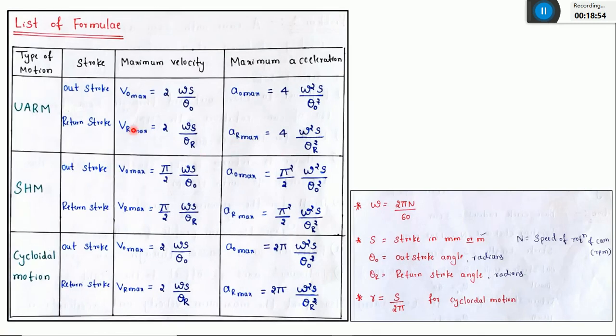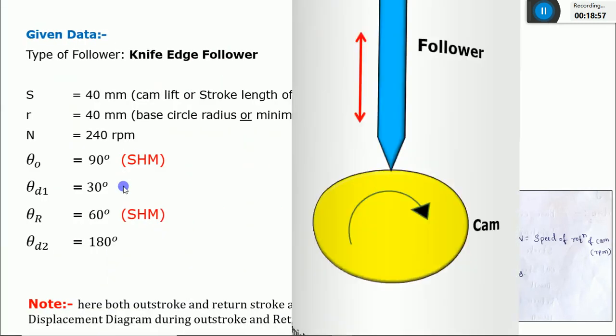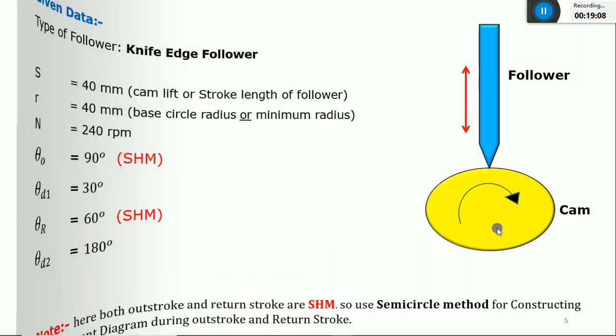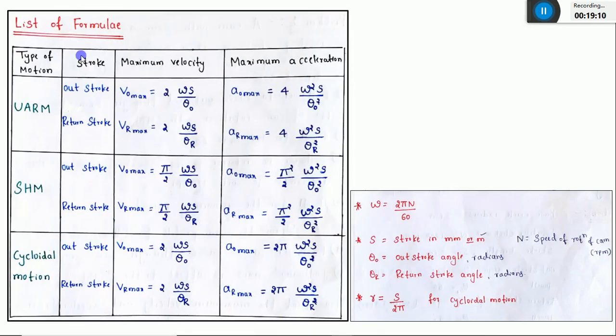Before that, it is asked to find the maximum velocity and acceleration. It is given: determine the maximum velocity and acceleration of the follower during its upward stroke and return stroke. In the previous class, I gave this list of formulas for different kinds of follower motion. There are 3 sets of formulas. One is for uniform acceleration and retardation motion, one is for simple harmonic motion, and one is for cycloidal motion.